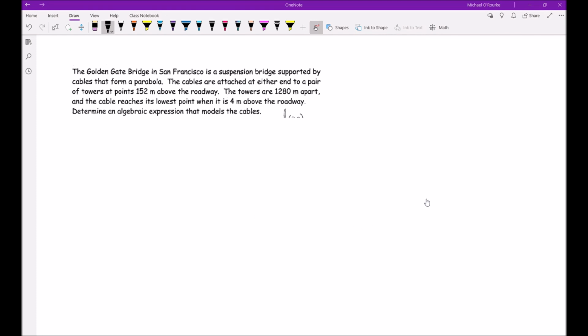Okay, so it's a parabola. You can see that right there. So that's what it's talking about, like parabolas in real life kind of look along those lines. So let's sketch the bridge here.